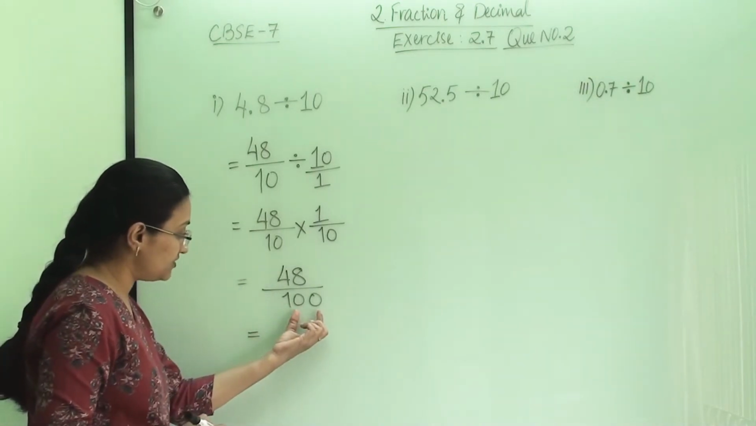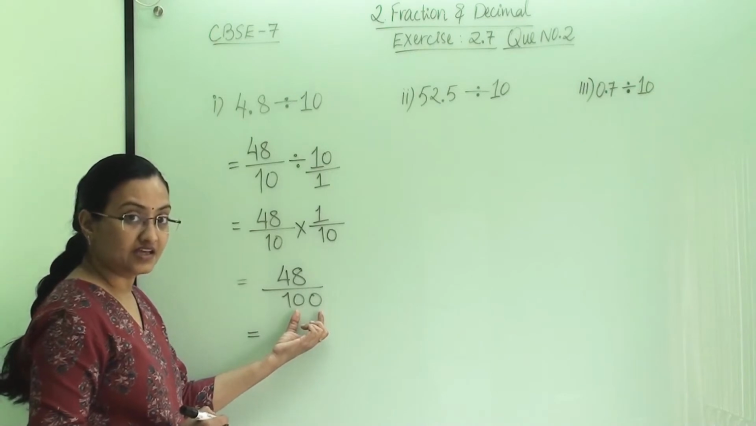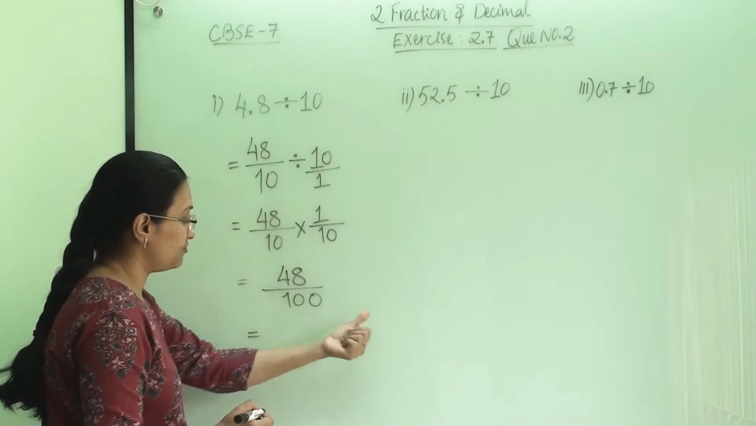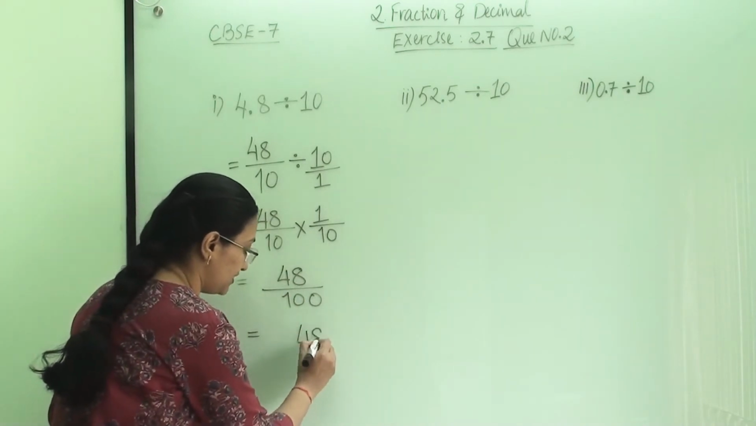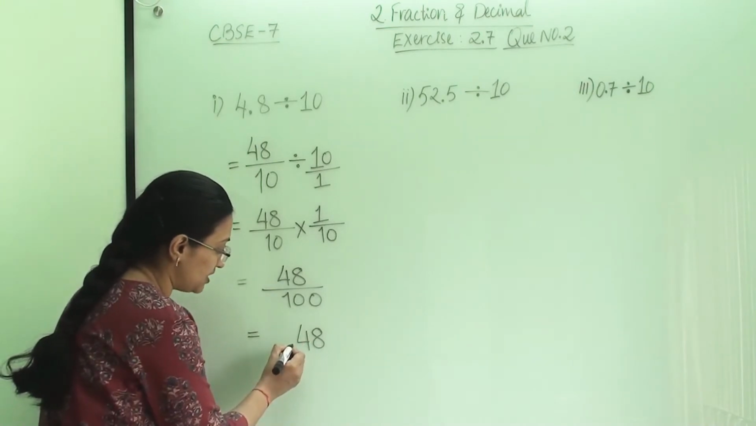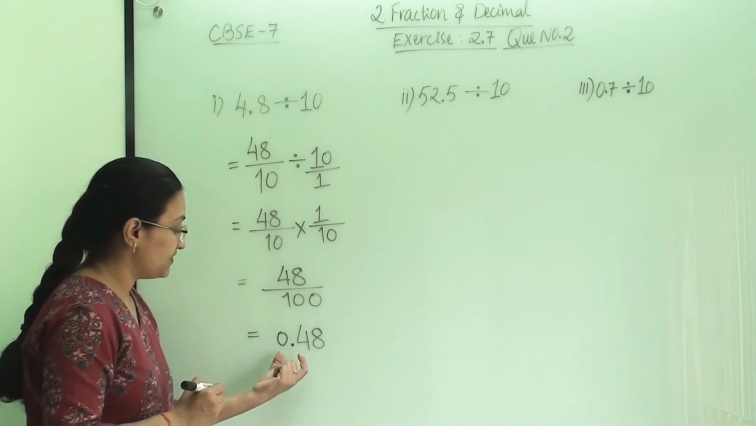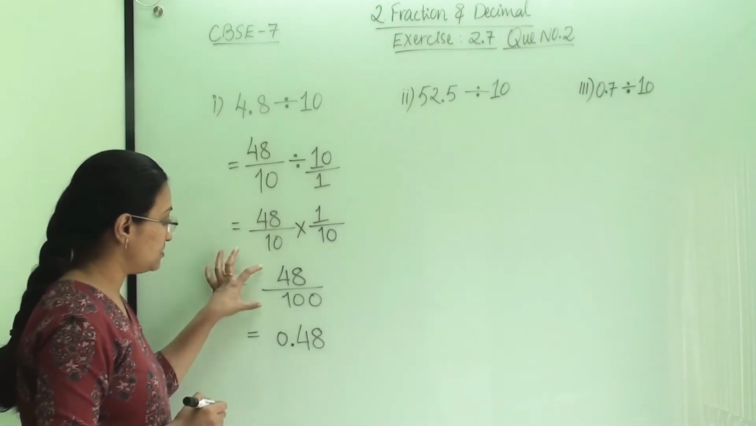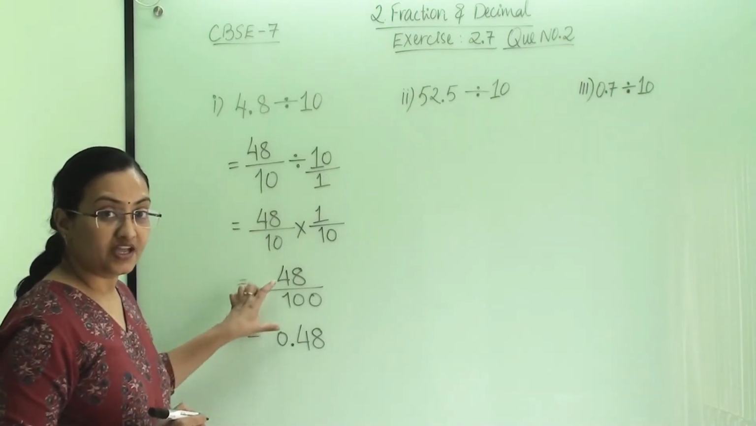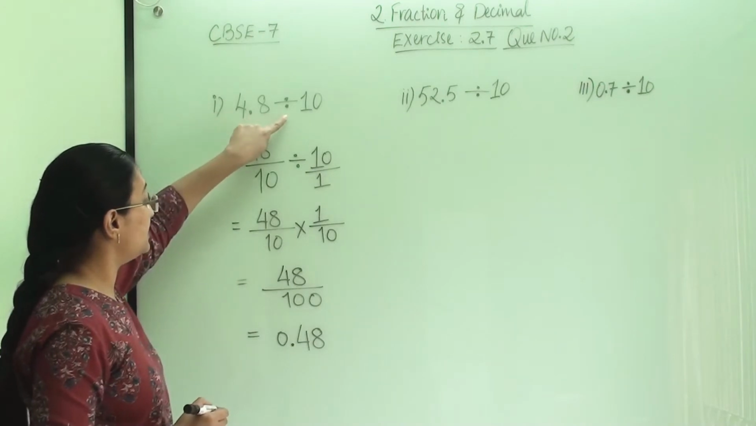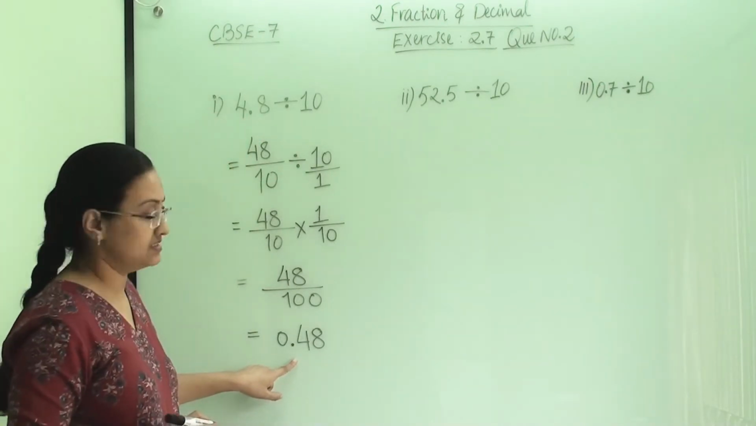Now in 48's denominator 100 is there, so we need to convert this into decimal form. In 100, there are two zeros in the denominator, so we need to count two numbers from the right side. So this is 4 and 8. From the right side we are counting 1 and 2. So here we are putting the decimal point and then 0 we are writing, because there is no other number here. So this will be the decimal form of 48 over 100. So the answer of 4.8 divided by 10 is this.